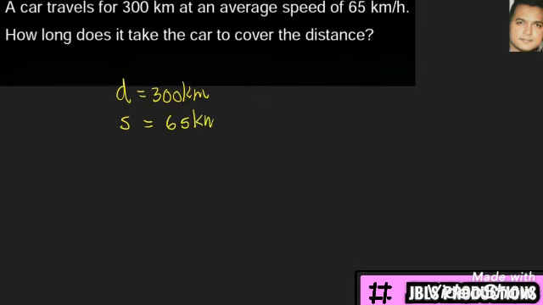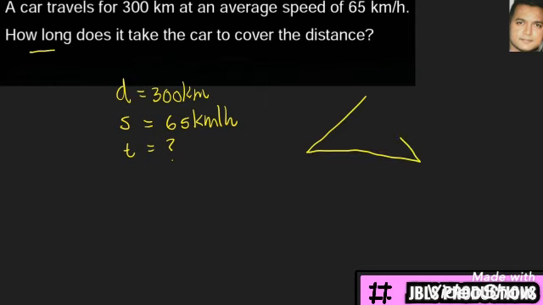Now time is not given to us, but the words "how long" will tell us that what's required of us is time. Now time will obviously be in hours, because we notice that the kilometers will cancel off and we'll end up with time in hours. So if you're unsure about how to use the formula, then we generally use what is known as the triangle method to help us remember.